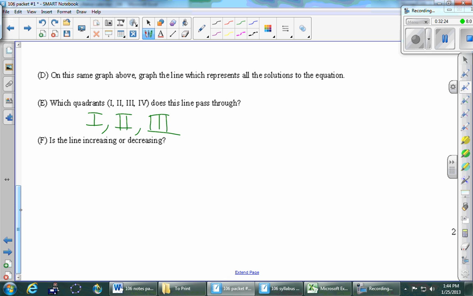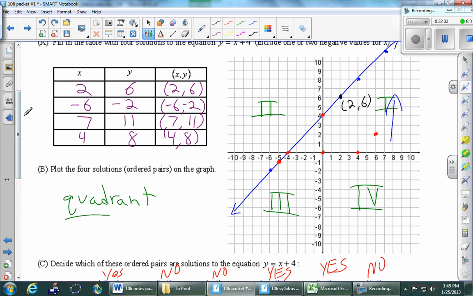Okay. Last question right here is part F. Glenn, did you read yet? Go ahead, please. Okay, so here's the question. Is that line right there increasing or decreasing? It's really kind of a matter of perspective. If you are walking on this line, imagine this is a road and you are looking at yourself from the side and you're walking on this line from left to right, are you going uphill or downhill?